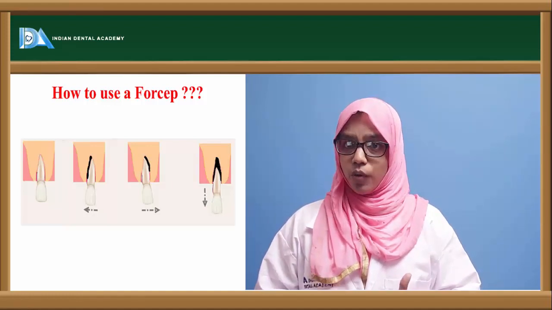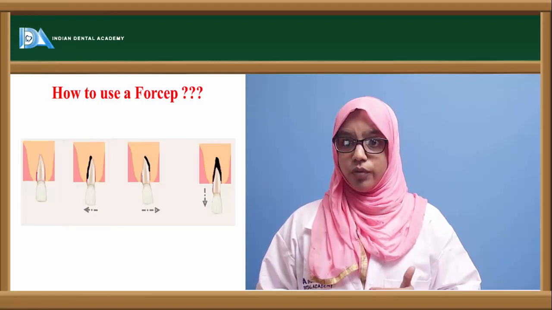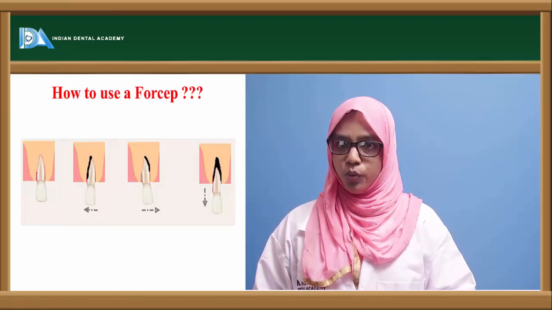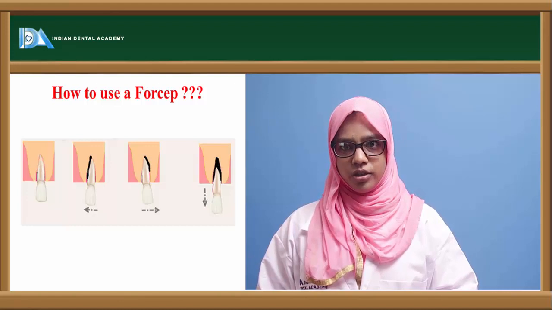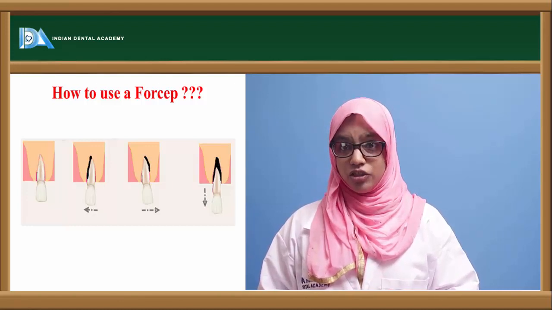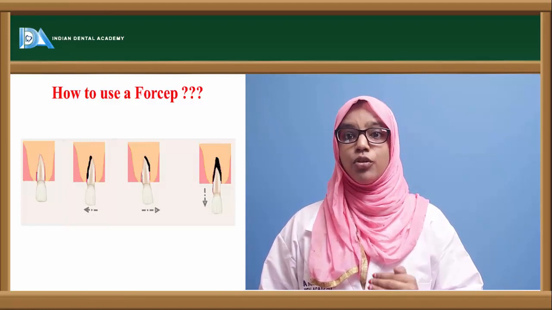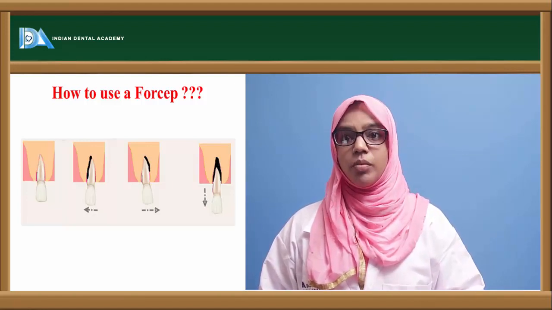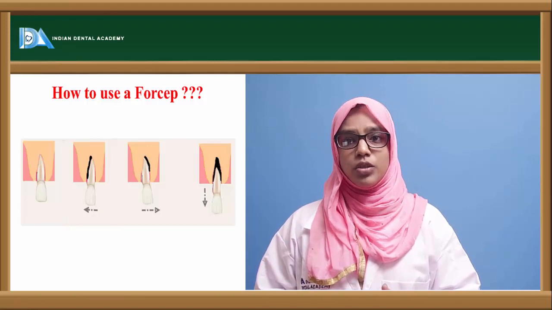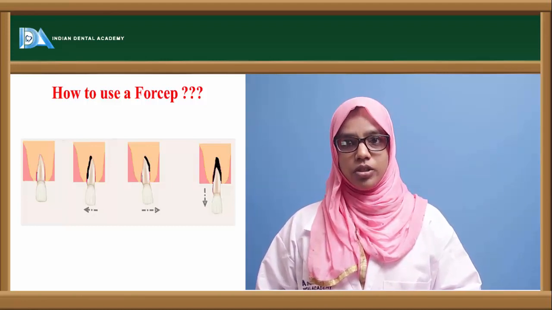Once you are holding the tooth, see to it that the forcep is resting on the root below the cemento-enamel junction. If you hold it at the crown, there are chances that you might cause a crown fracture. So you hold the tooth at the root region, apical to the cemento-enamel junction. Once you have a firm grip, then try to luxate the tooth in buccal and lingual direction.